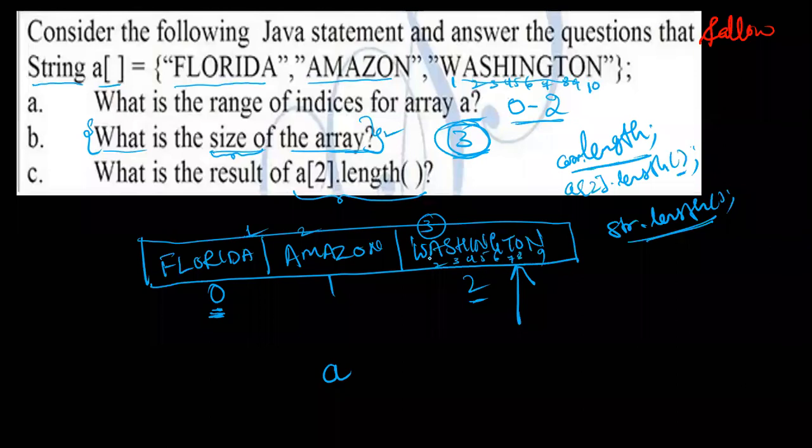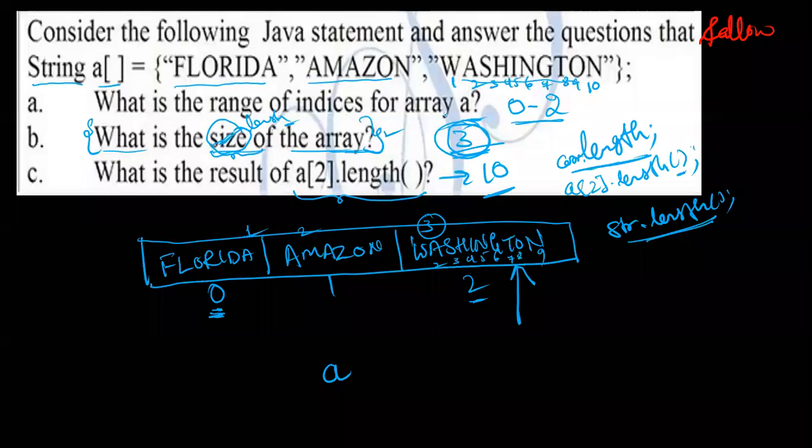Any letter I missed? 1, 2, 3, 4. Okay, I missed one. Total how many characters are there? 10 characters. So A2 dot length means 10. Actually they should have used length of the array here, which would be 3, but the size of the array is different. Don't worry, I will say how to calculate the size of the array.